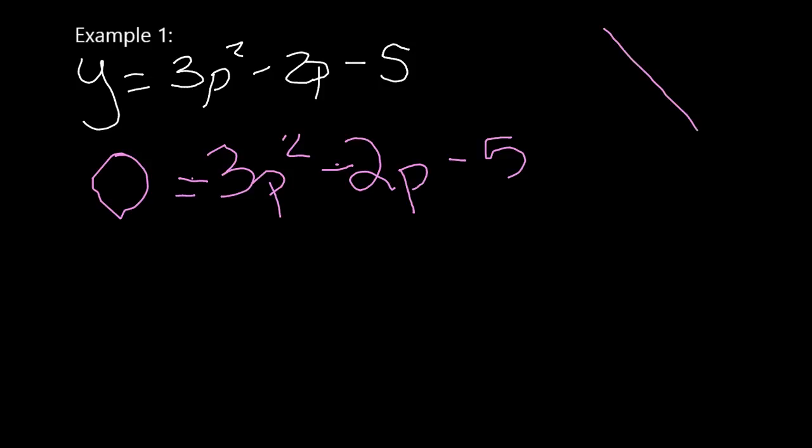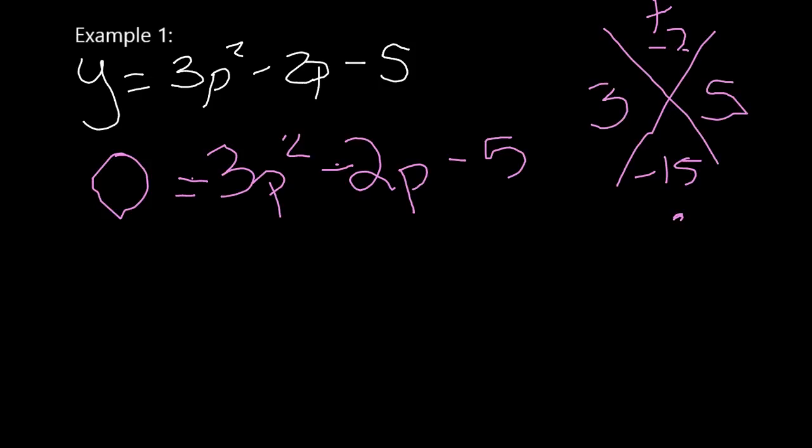Remember, we take a times c, which gives me negative 15, and I'm going to find factors that multiply to that and add to negative 2. So my factors of 15 are either 1 and 15 or 3 and 5. So I'm going to put in 3 and 5, and the 5 is going to have to be negative in order for it to add up to a negative 2. So now I can either factor by grouping or factor using the reverse area model.